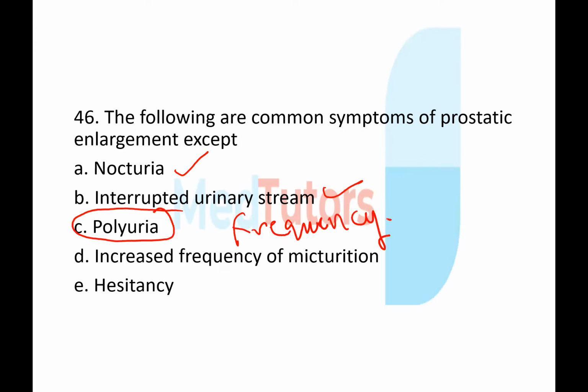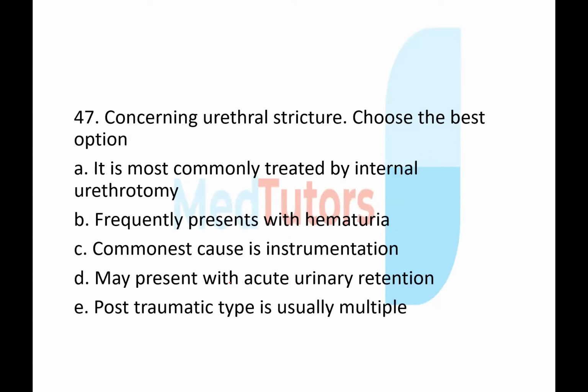You see, polyuria is increase in frequency and volume. In BPH, it's only increase in frequency, not the volume. So that is the difference. So C is false. It's not a feature, it's frequency. Increased frequency of micturition. Hesitancy is difficulty in initiating micturition, which is a feature of BPH.